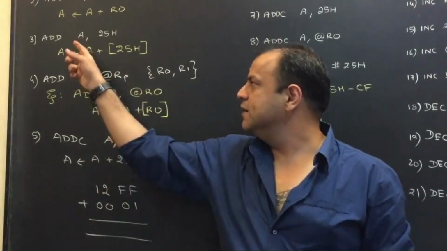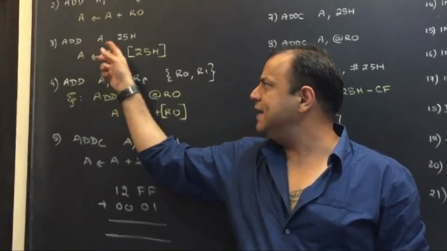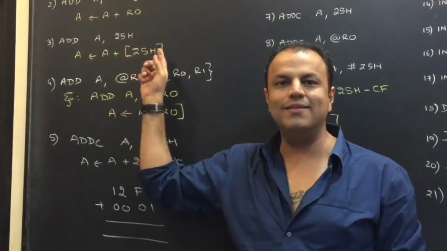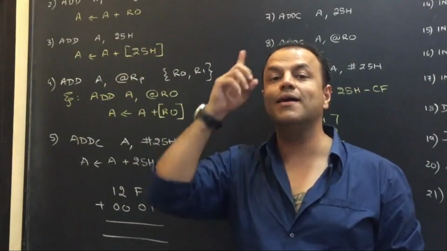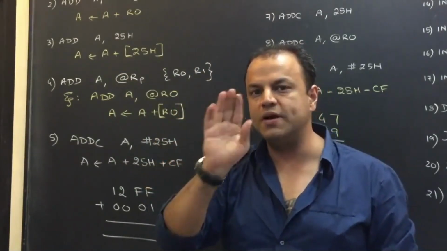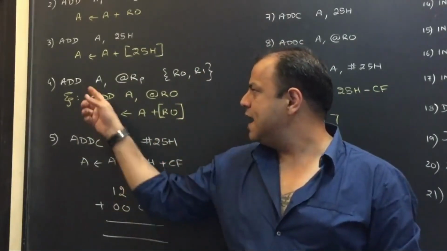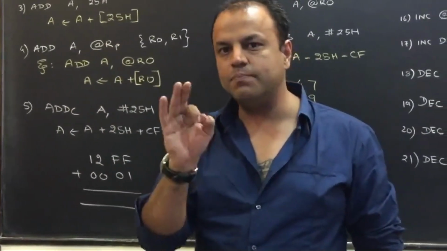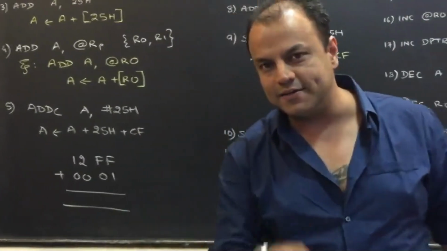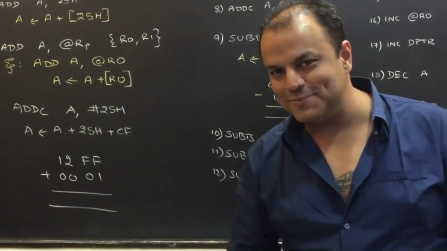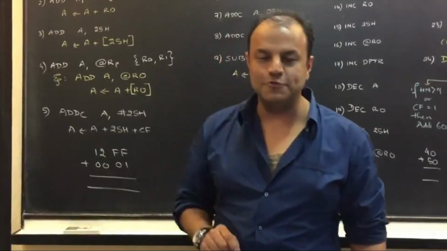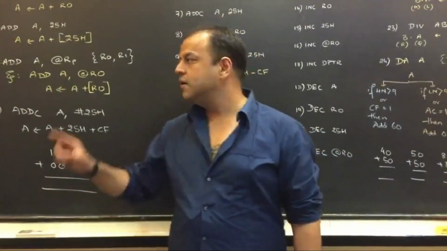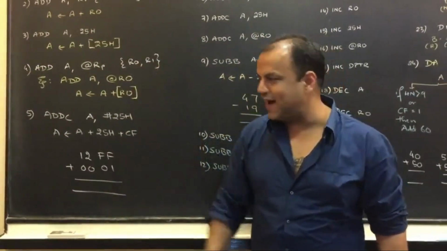Okay? Anyway. So, add A, 25H. You are not adding the number 25. You are adding the contents of location 25. Please tell me, did you understand? Add A, @RP. What is RP? Register pointer. This is indirect addressing mode. If you've learned indirect addressing mode, you know there are 2 registers which can act as pointers, R0 and R1. So it can be any of these 2 registers, R0 or R1.